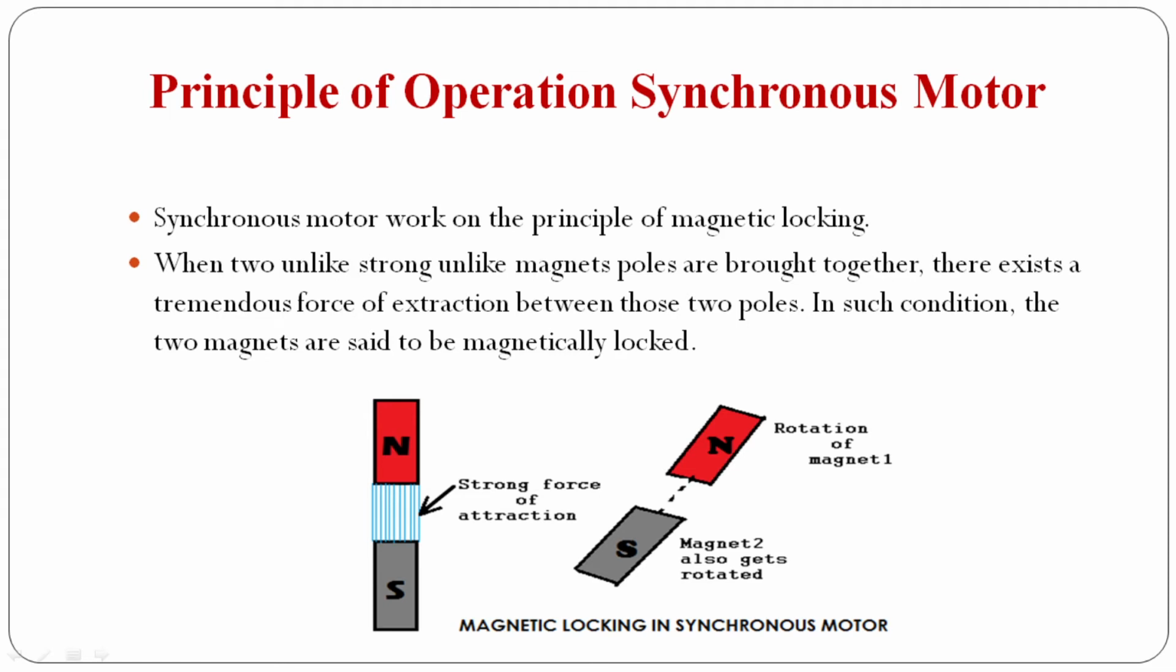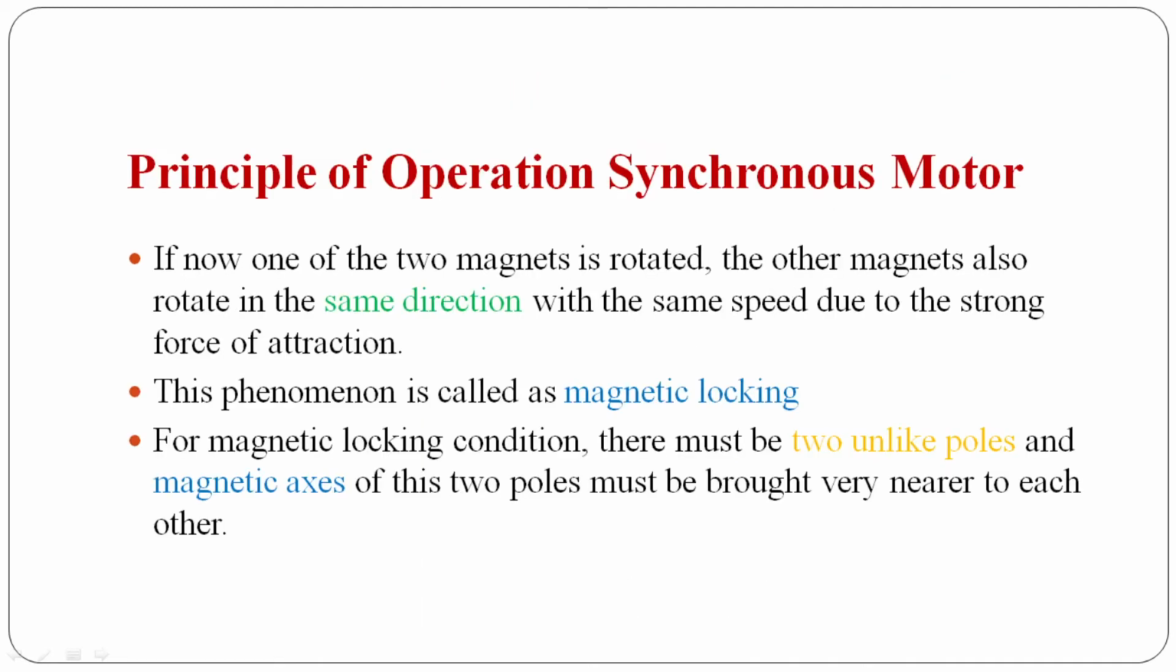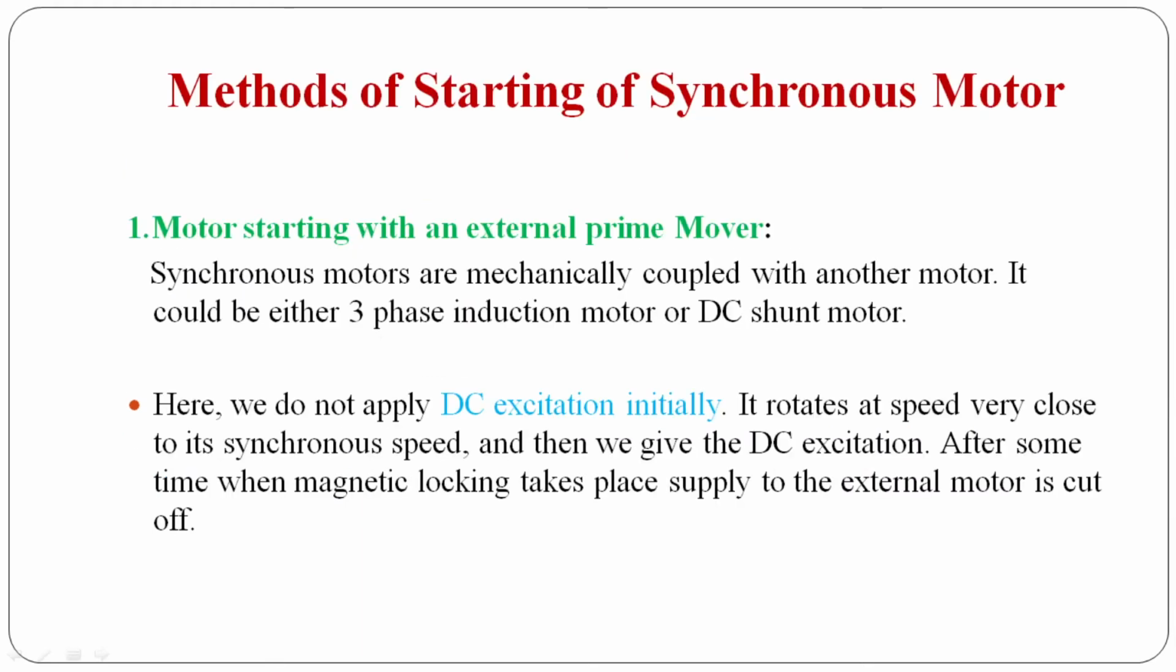See, two unlike poles are there and there will be a strong force of attraction between them. When one magnet is rotating, the other magnet also rotates in the same direction with the same speed, and this is called magnetic locking. So, what is the condition for magnetic locking? There must be two unlike poles, and the magnetic axes of these poles must be brought very near to each other.